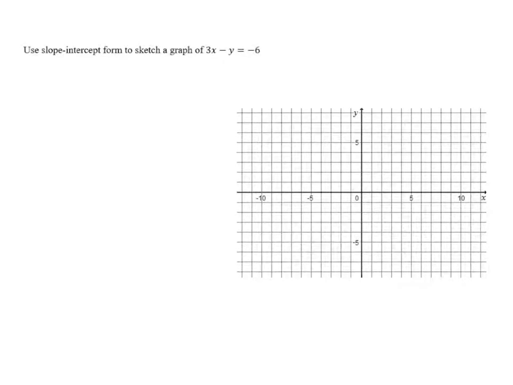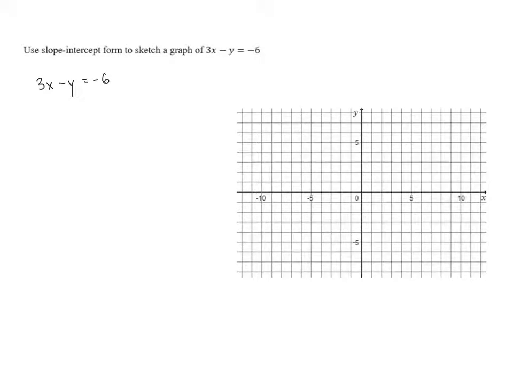Use slope-intercept form to sketch a graph of 3x minus y equals negative 6. In this case, the equation isn't yet in slope-intercept form because y isn't isolated on one side of the equation, so we're going to have to start by getting y alone. We have 3x minus y equals negative 6.